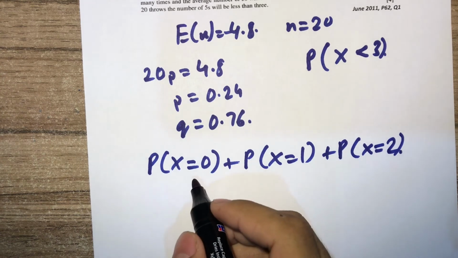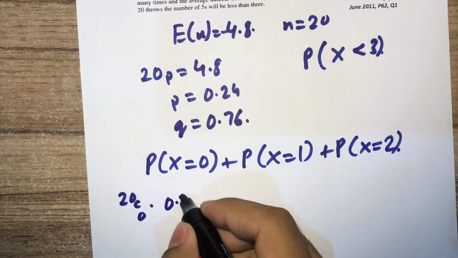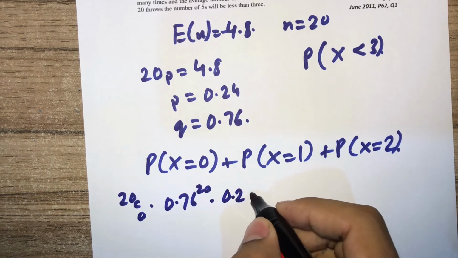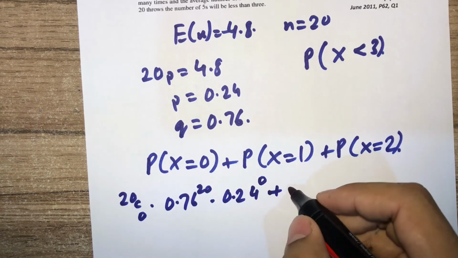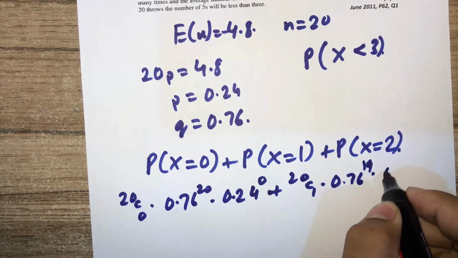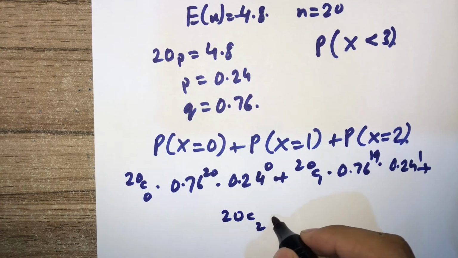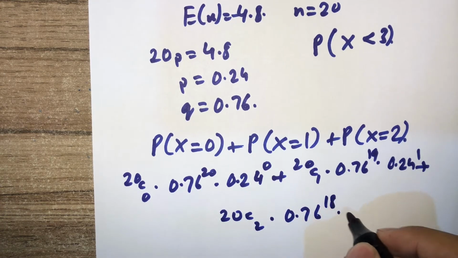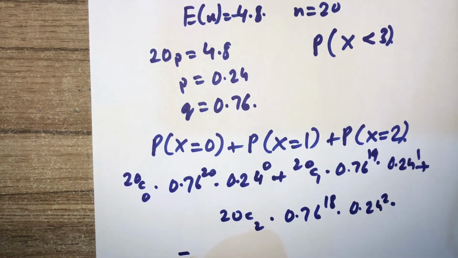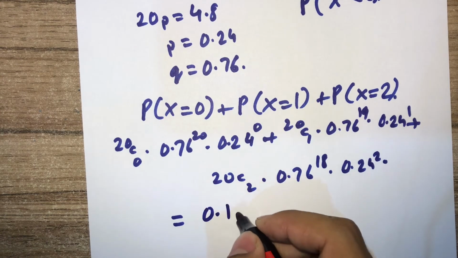So for x equals 0, the probability will be 20C0 dot 0.76 power 20 dot 0.24 power 0 plus 20C1 dot 0.76 power 19 times 0.24 power 1 plus 20C2 times 0.76 power 18 times 0.24 power 2. So this is coming equal to 0.109.